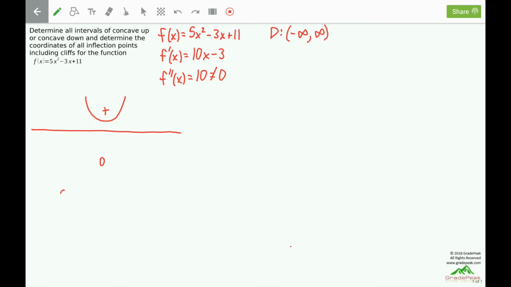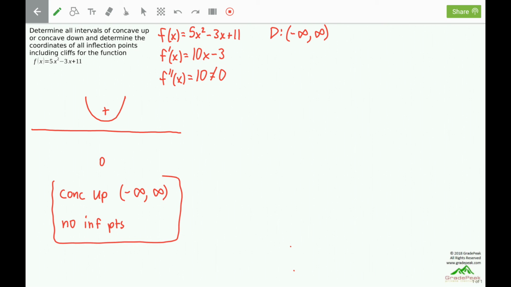Therefore, we have concave up happening over the interval that is the entire domain of negative infinity to positive infinity. And since we had no candidate numbers, we have no inflection points. And the concavity will stay the same throughout the entire domain.